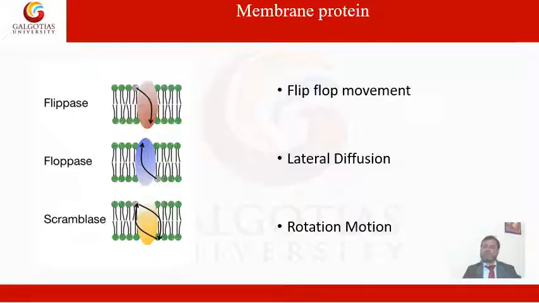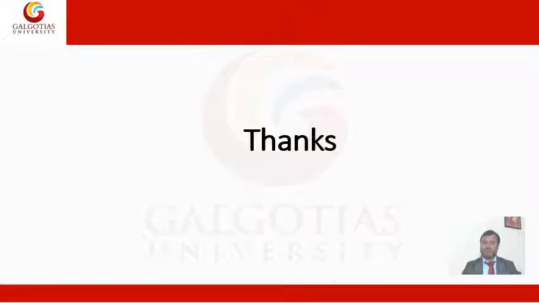Another movement is lateral diffusion. In lateral diffusion, the phospholipid molecule will diffuse from one position to another position. So suppose this molecule goes here and replaces another molecule. So this is lateral diffusion. And rotational movement: all phospholipids show rotational movement, that is axial movement, where the phospholipid is moving on its axis. So three types of movement are present in the plasma membrane that can be explained by the fluid mosaic model. Thank you.